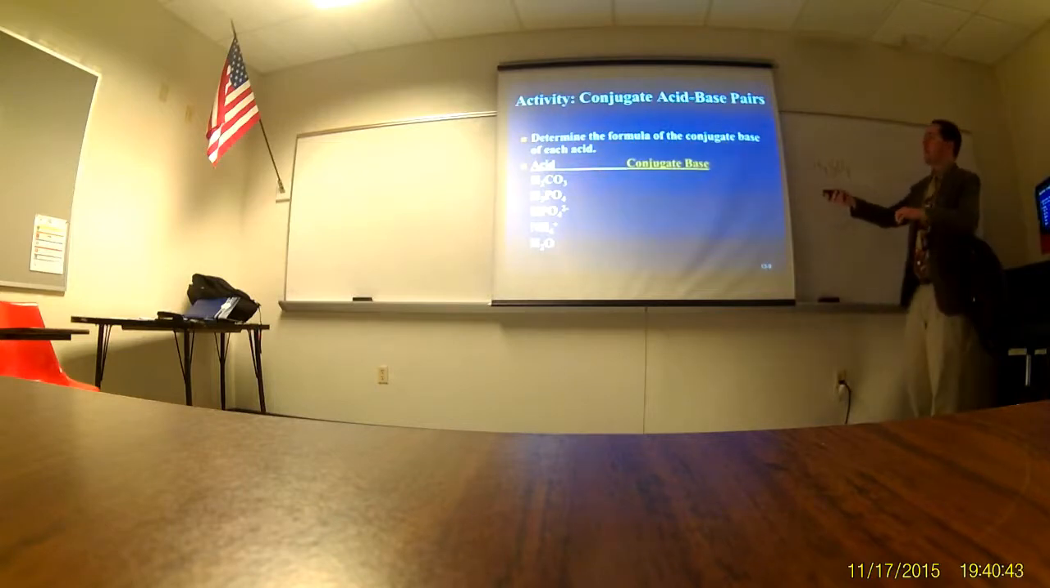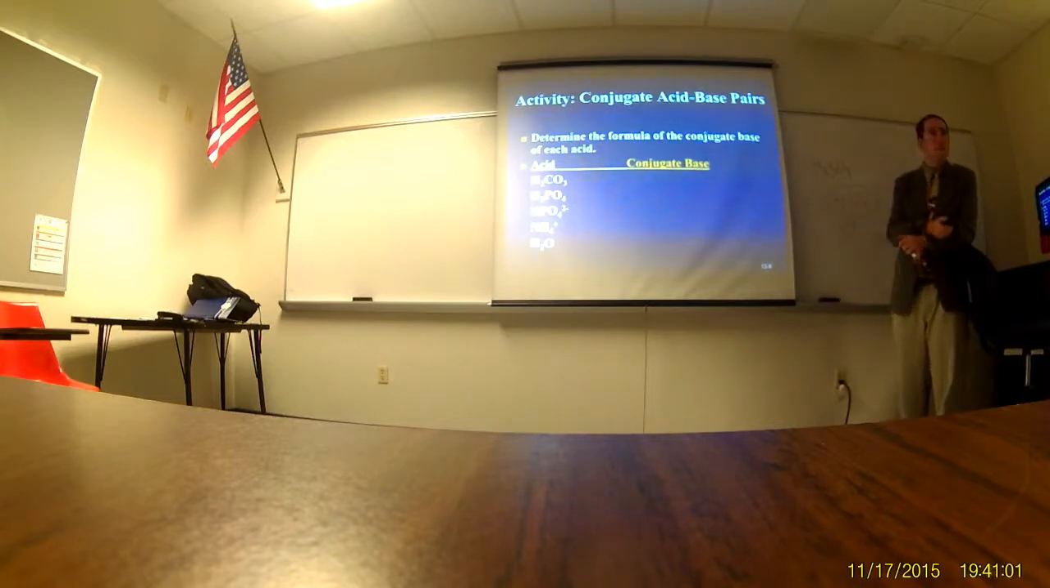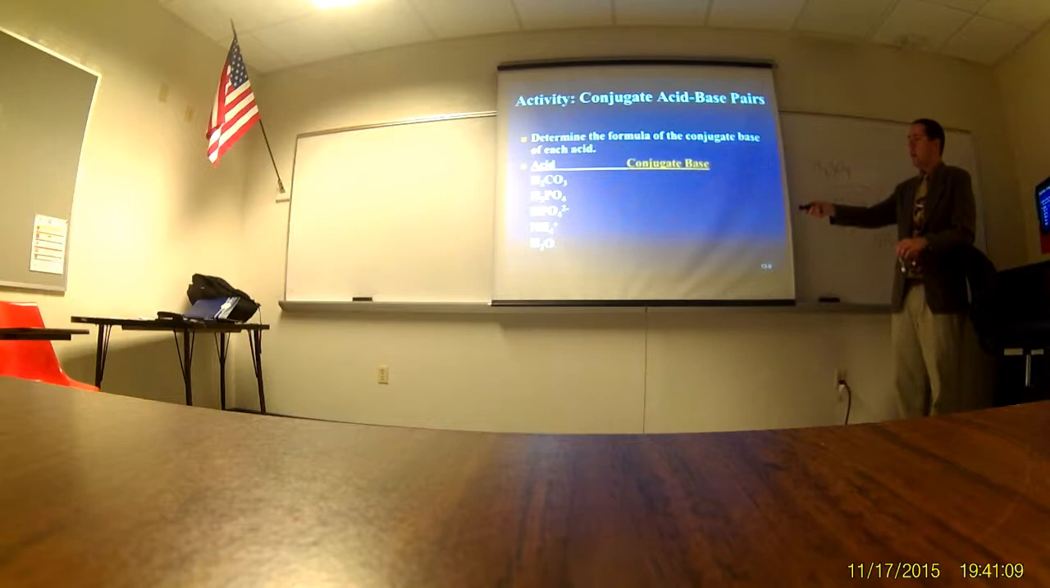So what is the conjugate base of carbonic acid? HCO3 minus. Conjugate base of phosphoric acid? H2PO4 minus. What about that? What's the conjugate base of that? PO4 3 minus. Yes. You only got one hydrogen left. Take it off, but you still have to make your charge one more negative. So you go from -2 to -3.